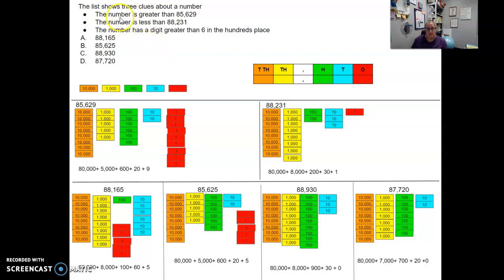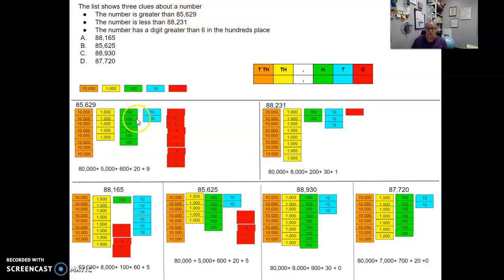So now let's look at it. I'm looking for a number greater than 85,629. Well, if it's not bigger or greater than that number, then I'm going to cross it off. So let's do that first. I'm looking for something smaller than 85,629 so I can get rid of it.